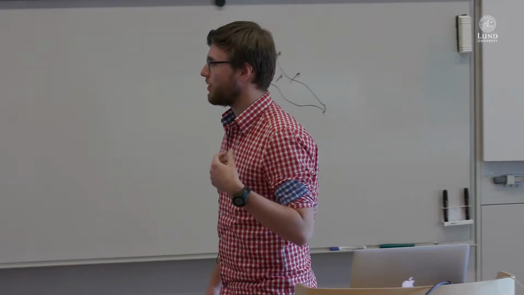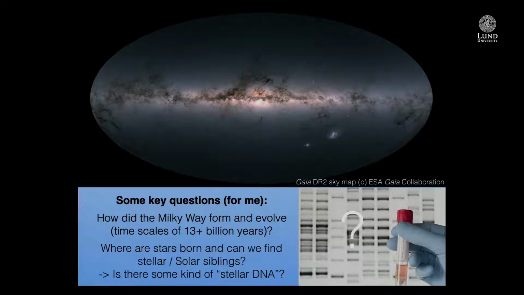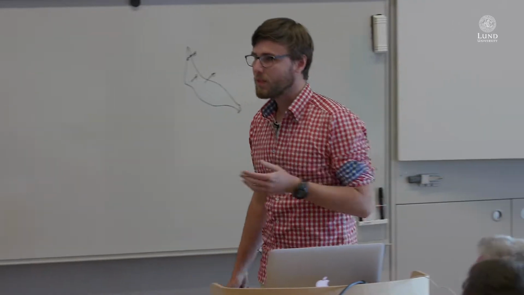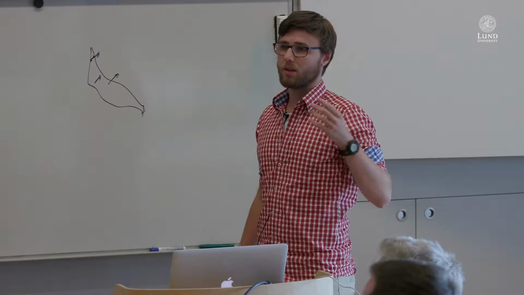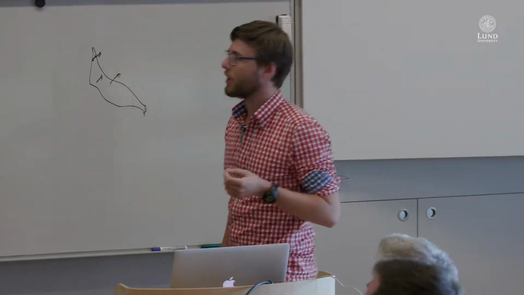And the question that I'm particularly very interested in is where are these stars born, and can we find, for example, stellar siblings or even solar siblings? And I know this is a very inaccurate term, but to explain it, we want to figure out if there's some kind of stellar DNA, is there some kind of fingerprint, some pattern in stars or in stellar properties that we can use to link stars that have been born together. And the idea that we have is that possibly chemical composition, so the abundance pattern of stars, might work this way.